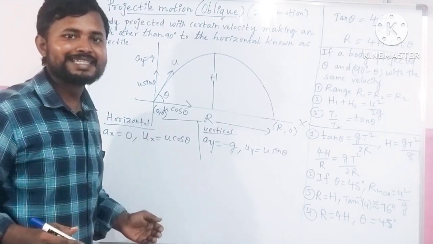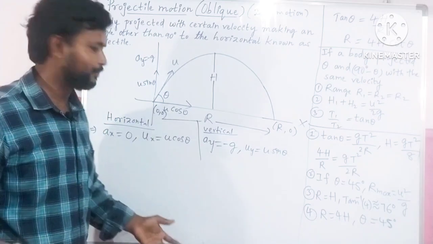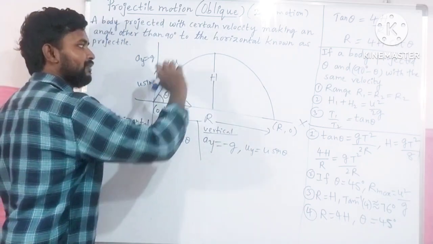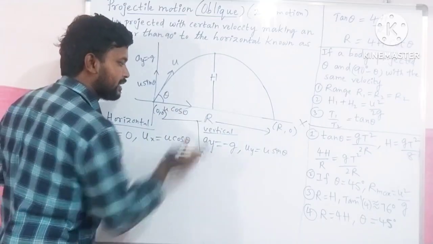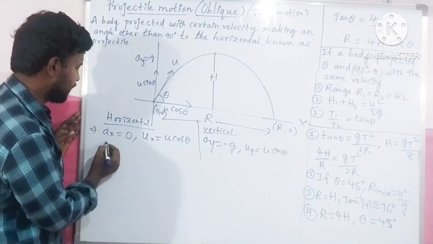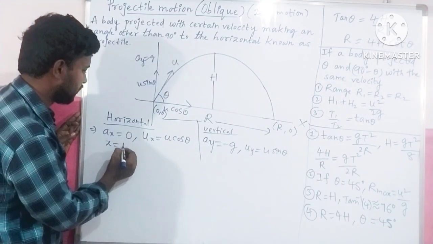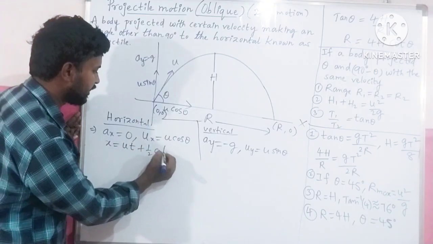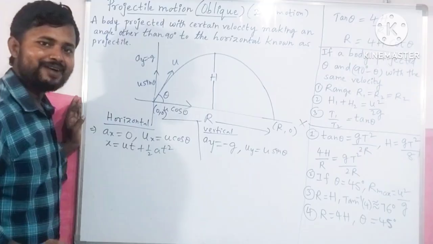How can we say that it is a parabola shape? When a body moves with a certain velocity, it covers some horizontal displacement. So the displacement formula is x equal to ut plus half a t square.